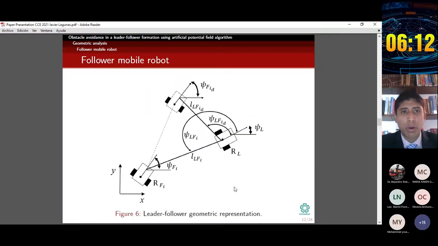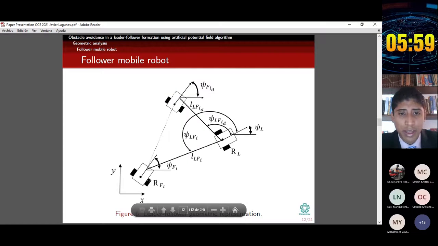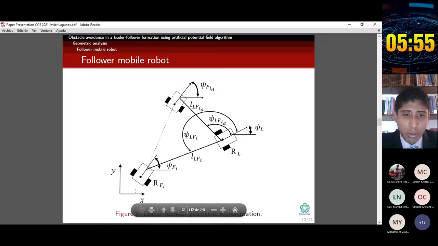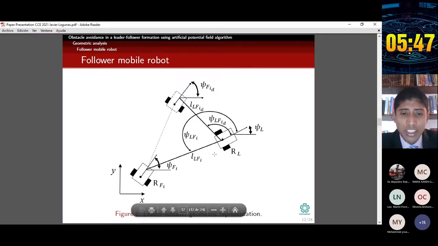Now, for the follower mobile robot formation, we implement a geometric representation, as we can see in figure number 6. We have the leader robot, that is RL, and the follower robot, that is RF. In this part, it is very important that the follower robot goes to the desired position that we want. So this section describes the follower with respect to the leader.